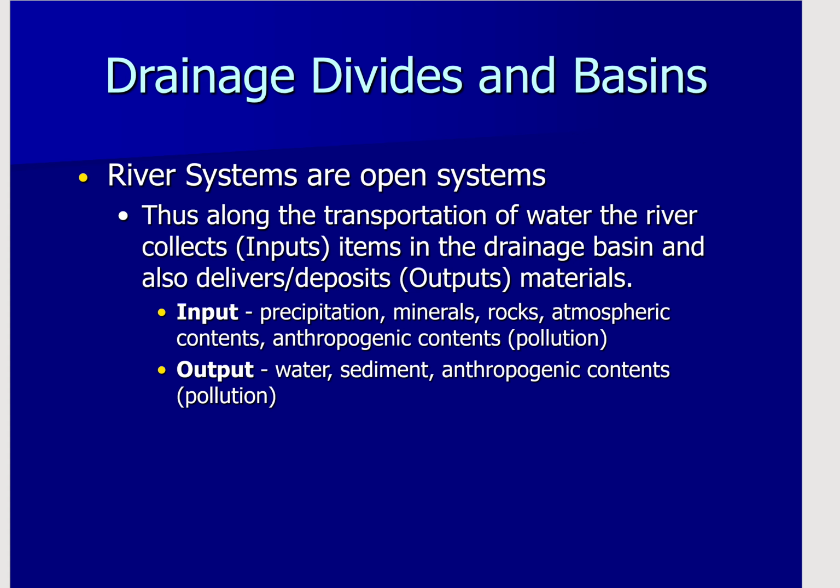All right. So inputs then are precipitation, the water that fell, minerals, rocks, whatever was in the atmosphere, so pollution, and anthropogenic contents that are things like oil spills that we've created, for instance, or agricultural pesticides and herbicides. The output is the water that was collected, the sediment, and then the anthropogenic contents.